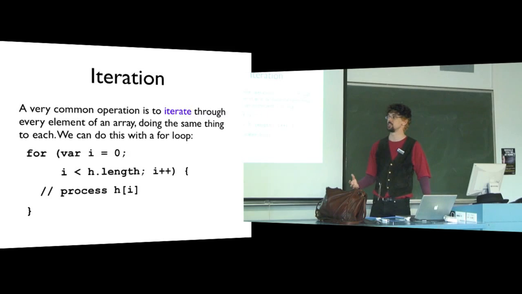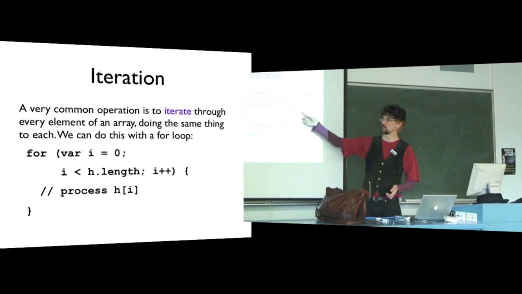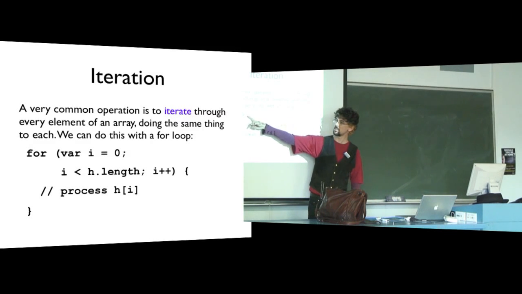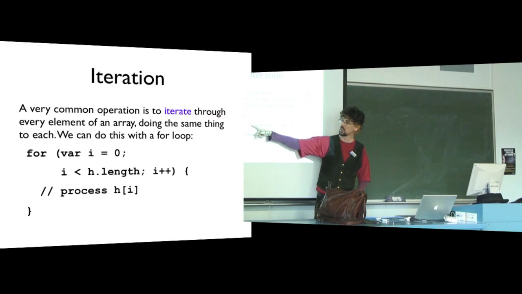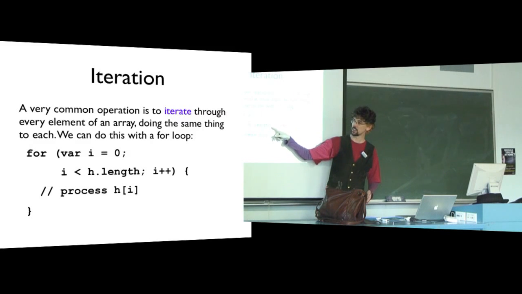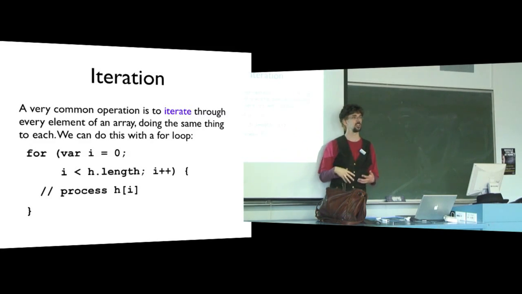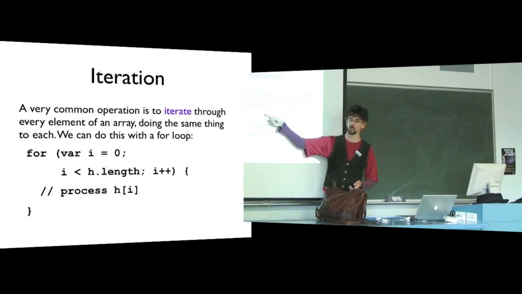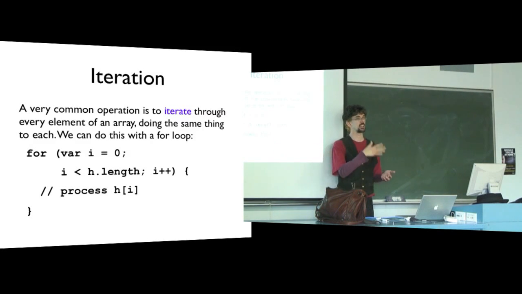A very common thing that we do when we're using arrays, and we've seen it already in the code, is we iterate through every element of arrays doing the same thing on each element. And the standard way to do this is with a for loop, where we have our variable which iterates from 0, and it stops when it gets to the length of the array. So if we have an array of length 4, this will count from 0, 1, 2, 3. In other words, it'll iterate over each of the elements in the array.